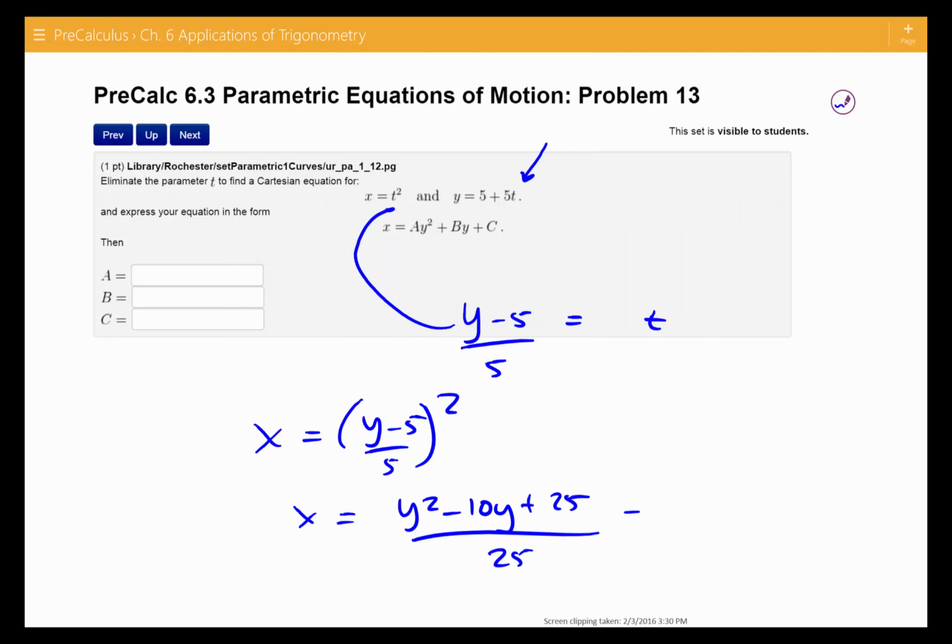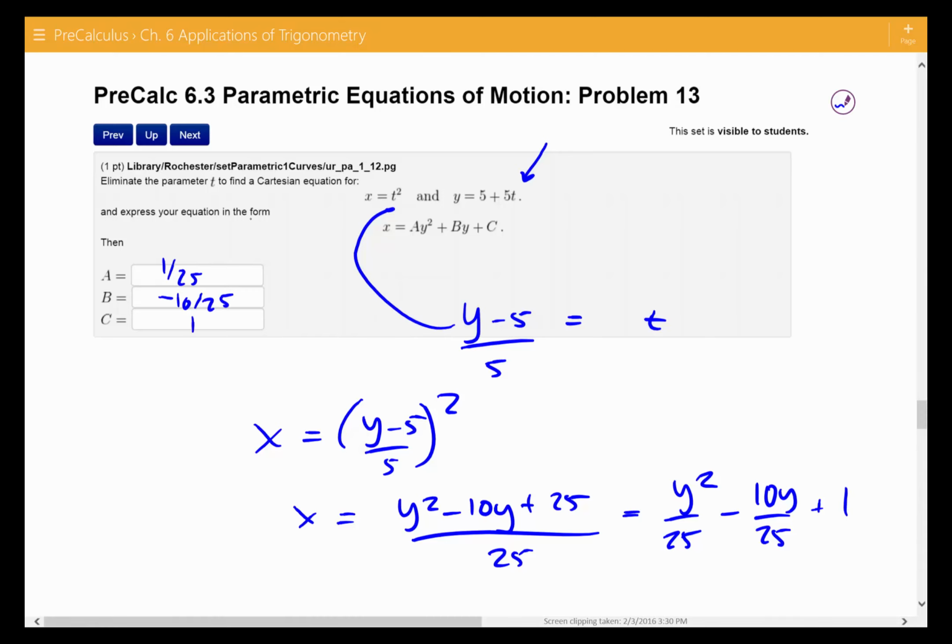You might want to write it y squared over 25 minus 10y over 25 plus 1. And so your a is actually going to be 1 over 25. Your b is going to be negative 10 over 25. You could simplify that a little bit if you wanted, and c will be 1.